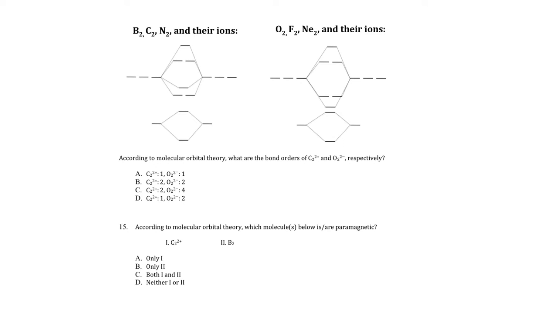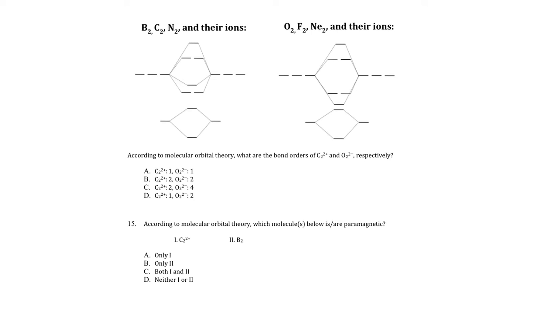Hello and welcome. These are the solutions to the remaining practice exam problems from our set of problems for our last lecture. These questions here on this slide come from chapter 9 on molecular orbital theory. So the first question here is asking us to consider C2 2+.